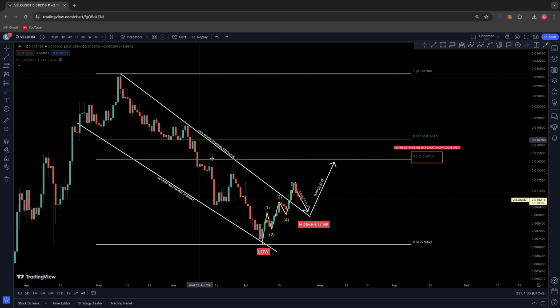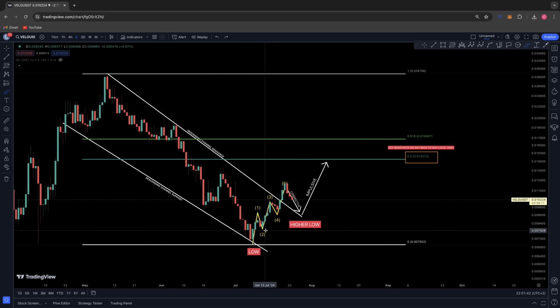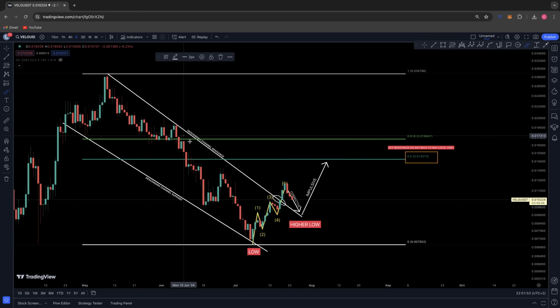What we've been forming is some sort of descending channel, where we've got this descending channel resistance and descending channel support. I've mentioned this in a previous video also. We've had this low, we've had this 1 2 3 4 5 wave move up, and what we've actually done is break this descending resistance channel. This descending channel resistance was over our heads and we've melted through it.